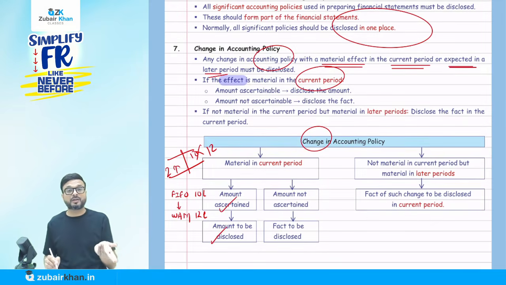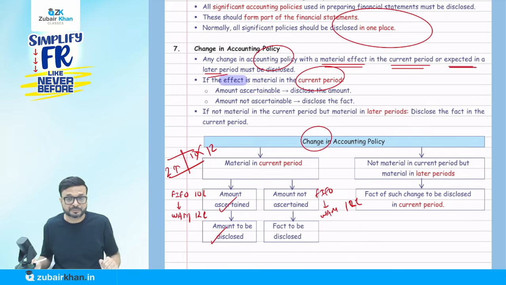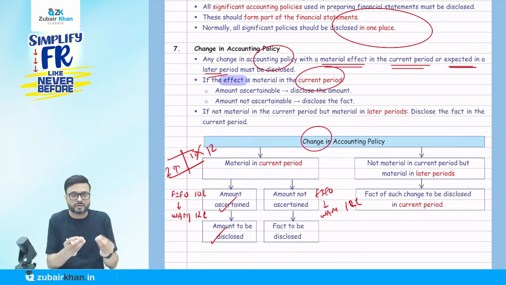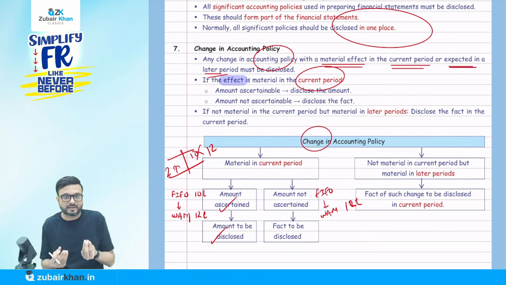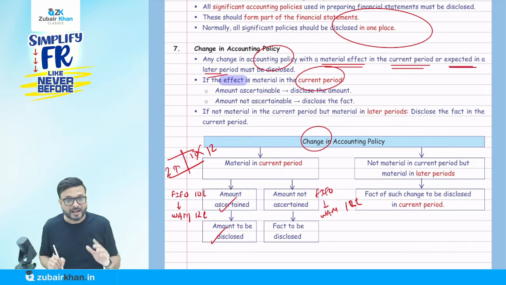Now, if the amount cannot be ascertained. For example, we want to change from the FIFO method to the weighted average method. Now we know that 12 lakh is the amount under the weighted average method. But suppose it's a medical shop, and in this pharmacy we maintain software to track the record of all the stock. We call the IT person and tell them to change the method in the software from FIFO to weighted average. Now it is coming to 12 lakh. I ask him what was coming under the previous method. He says, I don't know, sir.